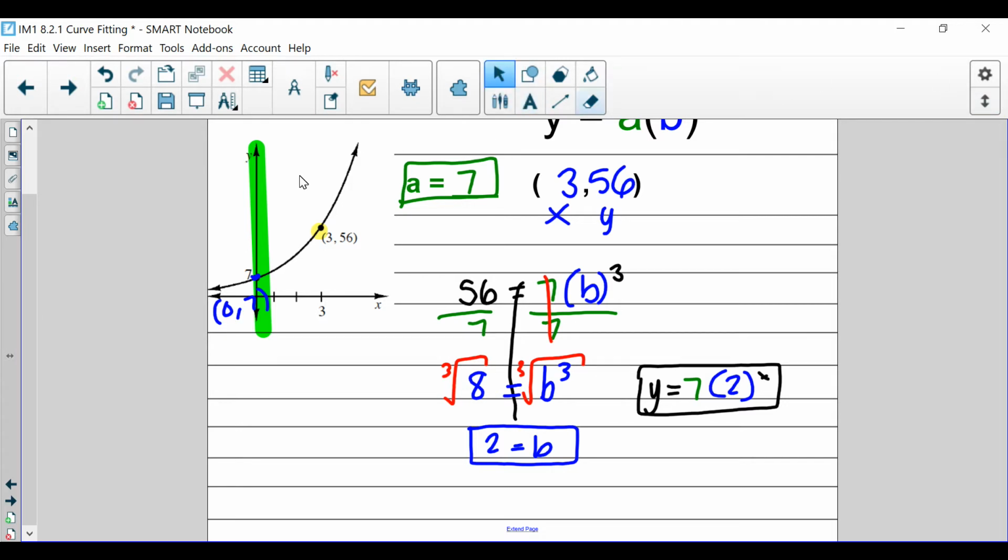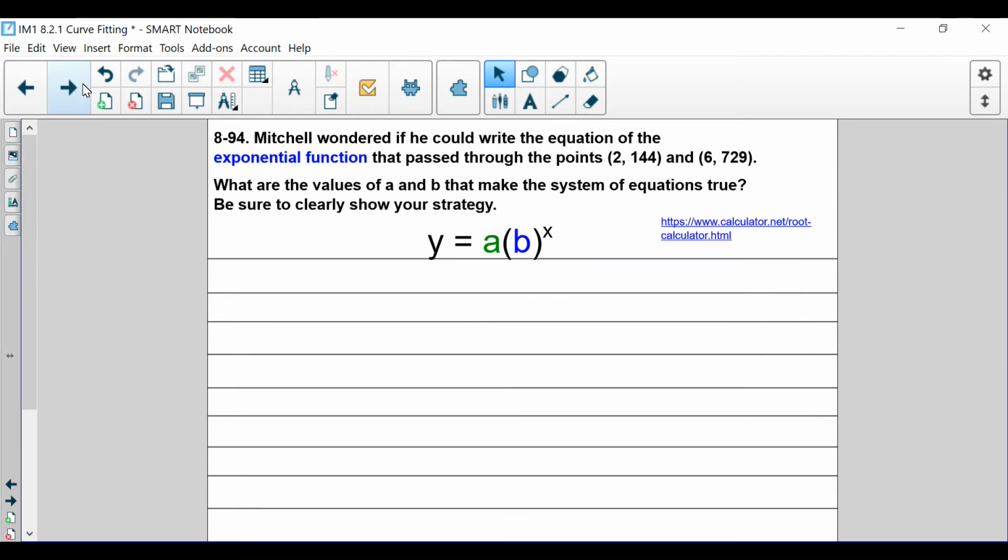Now, I will warn you guys, the next page is going to be a little bit longer than this, so stay with me. We're going to go over one example, and then I'm going to have you try one on your own, okay? All right, here we go.